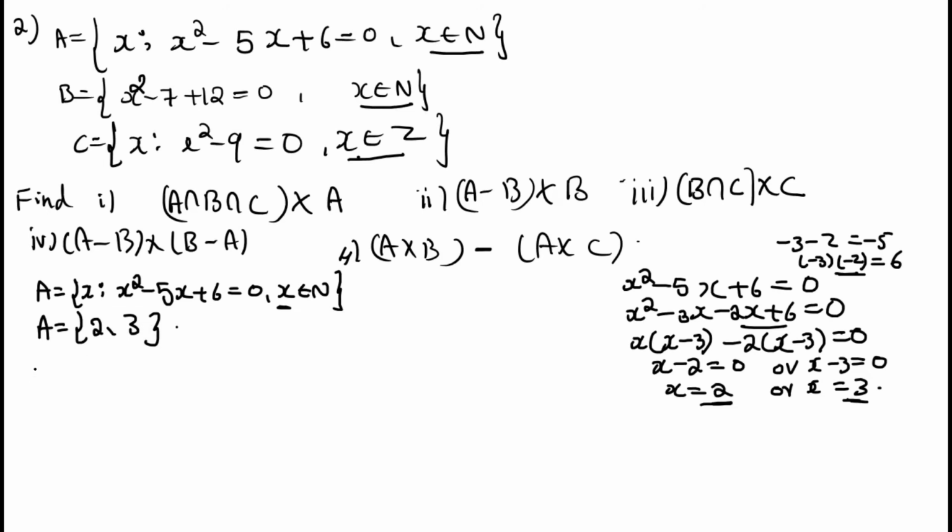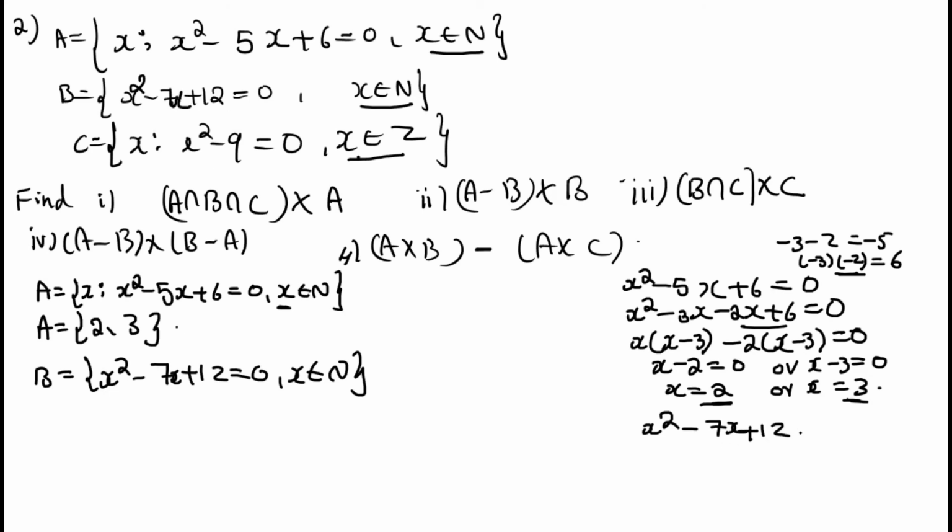Okay, next set B. Set B is given as x square minus 7x plus 12 equal to 0, x belongs to N. Similarly, see, x square minus 7x plus 12 equal to 0 is given. See, adding you have to get minus 7, multiplying plus 12. What are the numbers? You can see the numbers 4 and 3. 4 threes are 12, but it's not minus 7, right? So minus 4 minus 3. Minus 4 minus 3 is minus 7. Minus 4 into minus 3 is plus 12.